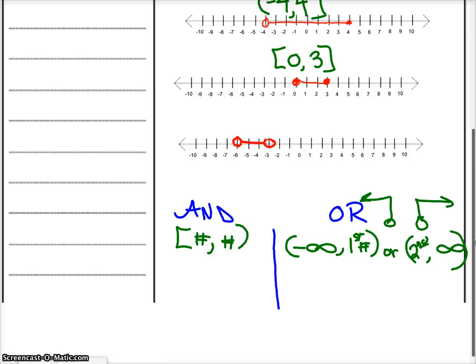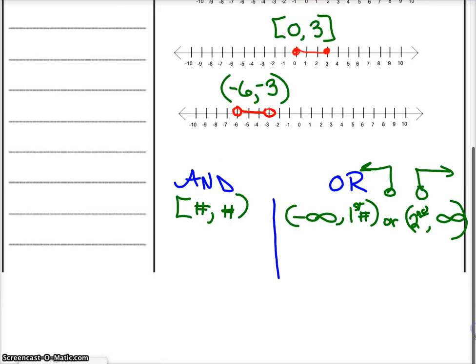What number do I start with here? -6. Parentheses or bracket? Because I don't color it in. Comma, that means to. So the comma means to. -6, 2. Which number do I go to? Parentheses, because I don't color it in. Now this is the worst note packet in the world because I don't have any ors, and ors are the doozy. They're the doozy one.